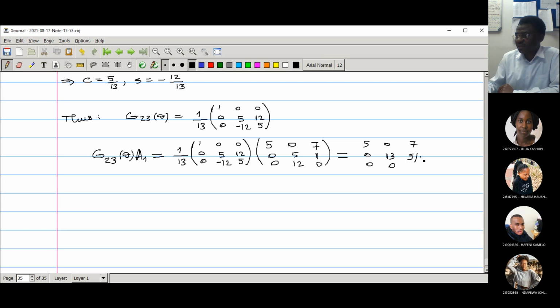By 13, and this will be negative 12 by 13. So this is what we should have. But you see, it's already in the form that we wanted, right? It's already in the upper triangular form. So that is our R.